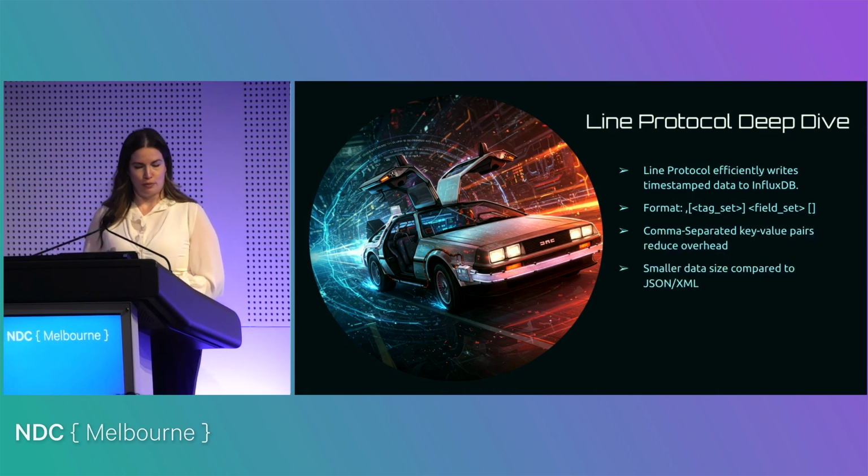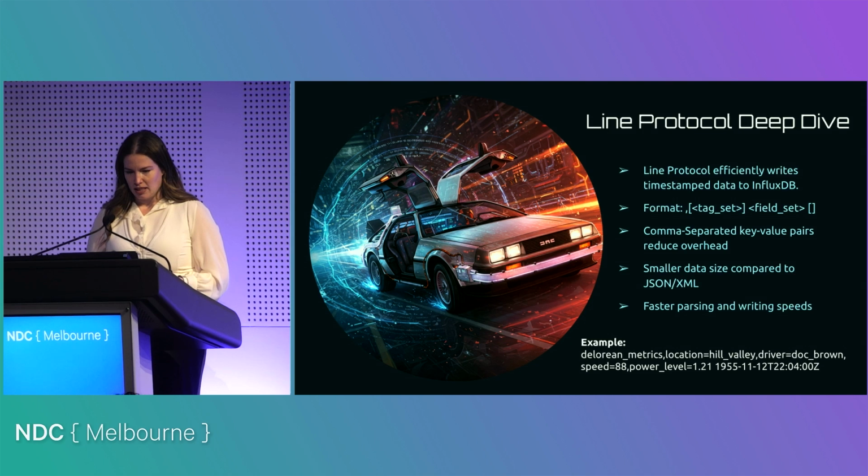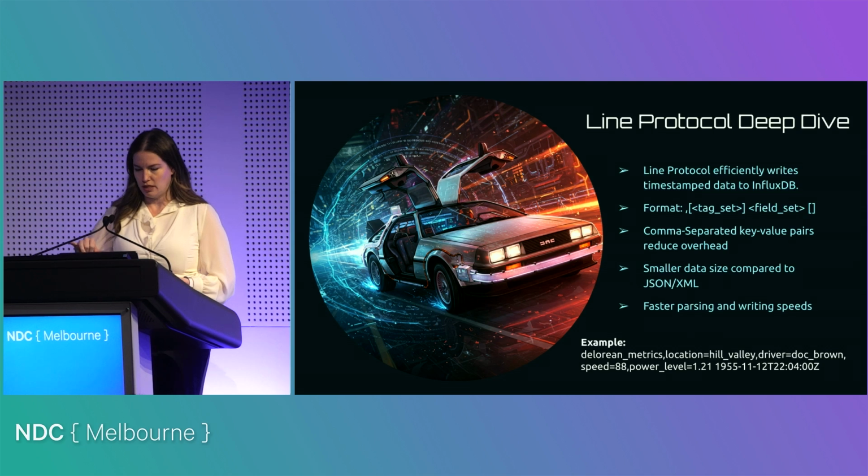It's actually smaller compared to your JSON, and it's definitely faster to parse. Here's a good example you got right there. Let's look at the example down there. So the single line contains the measurement name, location, and driver tags for these DeLoreans, the speed and power level fields, and a precise timestamp. If you compare this compact format to the equivalent JSON, it would be much more verbose. And this efficiency becomes really crucial at scale when you're writing millions of data points per second. Every byte and every millisecond counts.